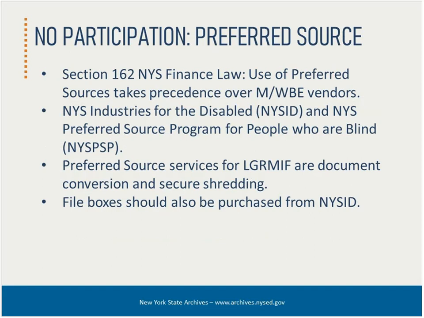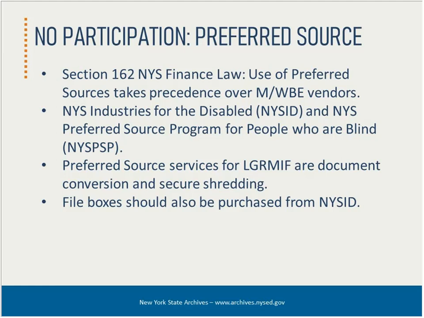This level of compliance comes into play when you are proposing to use preferred sources as defined by Section 162 of the state finance law, and that takes precedence over meeting MWBE requirements. Briefly, Section 162 preferred source is a requirement to purchase certain goods and services from the following facilitating entities: CoreCraft, New York State Industries for the Disabled, or NYSID, and New York State Preferred Source Program for New Yorkers who are blind, or NYS PSP.